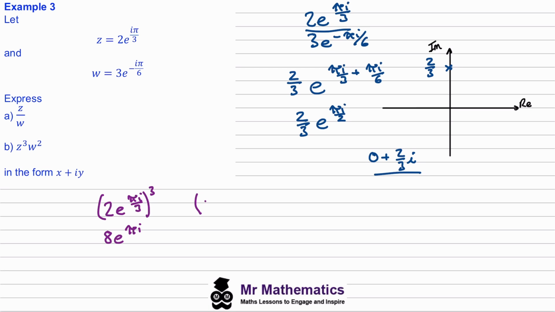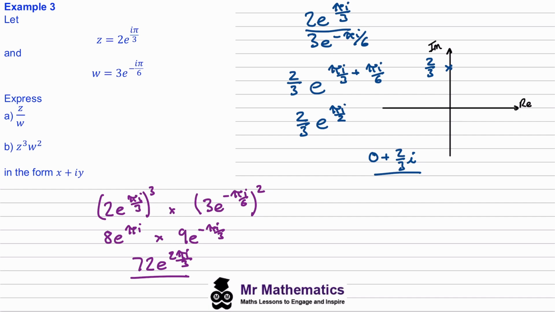And then when we square w, we'll raise the 3 to the power of 2, and we'll get 9. And we'll multiply the argument by 2, and we get e to the negative pi i over 3. We can multiply the 8 by the 9, and we get 72. And then because the bases are the same, we can just add these two powers. So pi take away pi over 3 will give us e to the 2 pi i over 3. Okay?